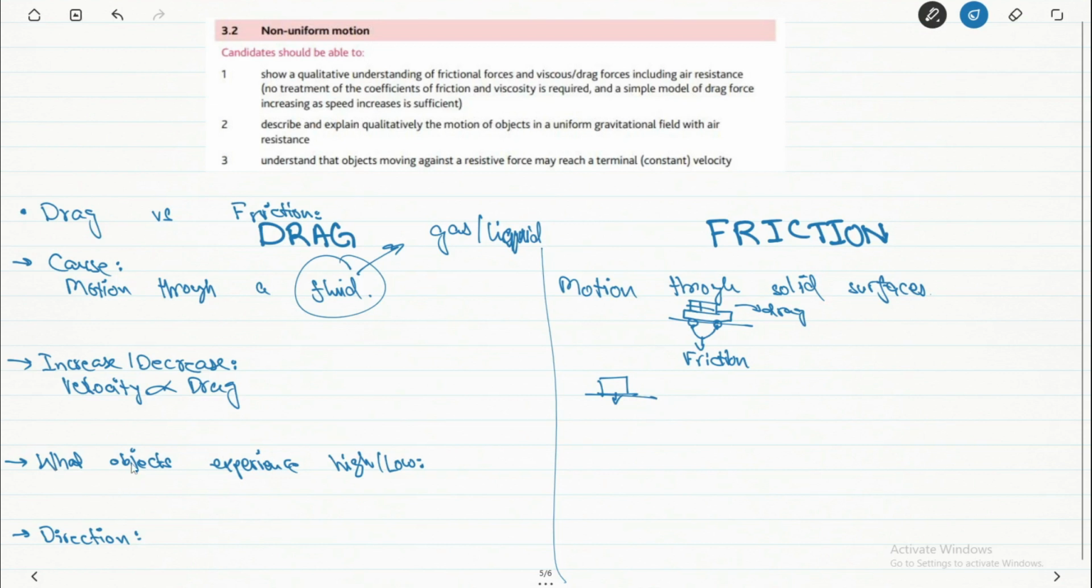So move on. What objects experience high friction or high drag force, right? So denser and pointy objects experience less drag force, right? So what that means is, for example, you can even imagine this by yourself, right?